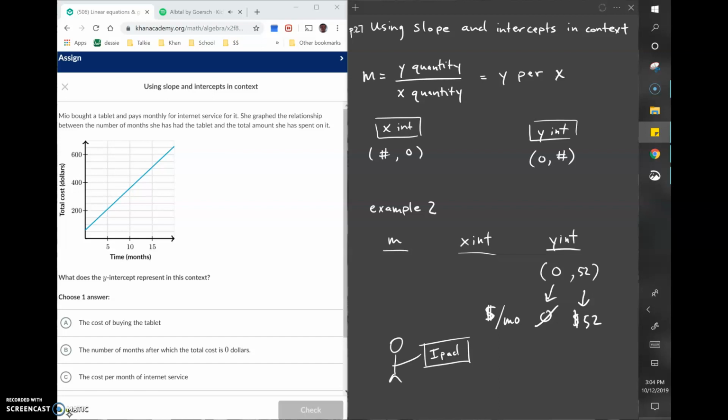Let's see. The cost of buying the tablet, or the number of months after which the total cost was 0. Well, we know the total cost isn't 0. We know that the cost right now is 52 at that y-intercept. The cost per month, no, that represents the rate. And the last answer is none of the above. Since Mio has to buy this tablet, that y-intercept means the tablet cost about $52, because Mio hasn't paid any monthly fee yet. 0 months have passed, and the tablet costs $52. So it's got to be option A.